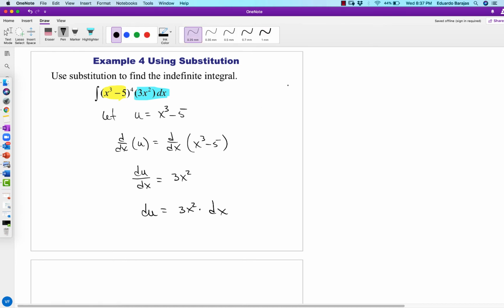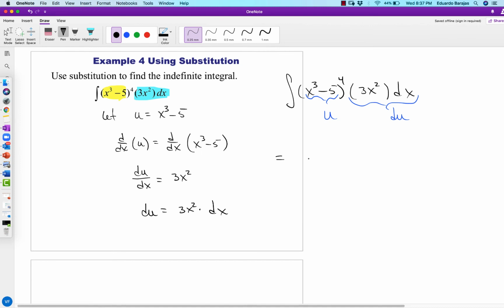So I'm going to bring it over here. The integral of (x to the 3rd power minus 5) raised to the 4th power times 3x squared dx. This part right in here is going to be u, so it's going to be u raised to the 4th power, whereas this entire thing is going to be my du, right? Including the 3. Be careful with the constants.